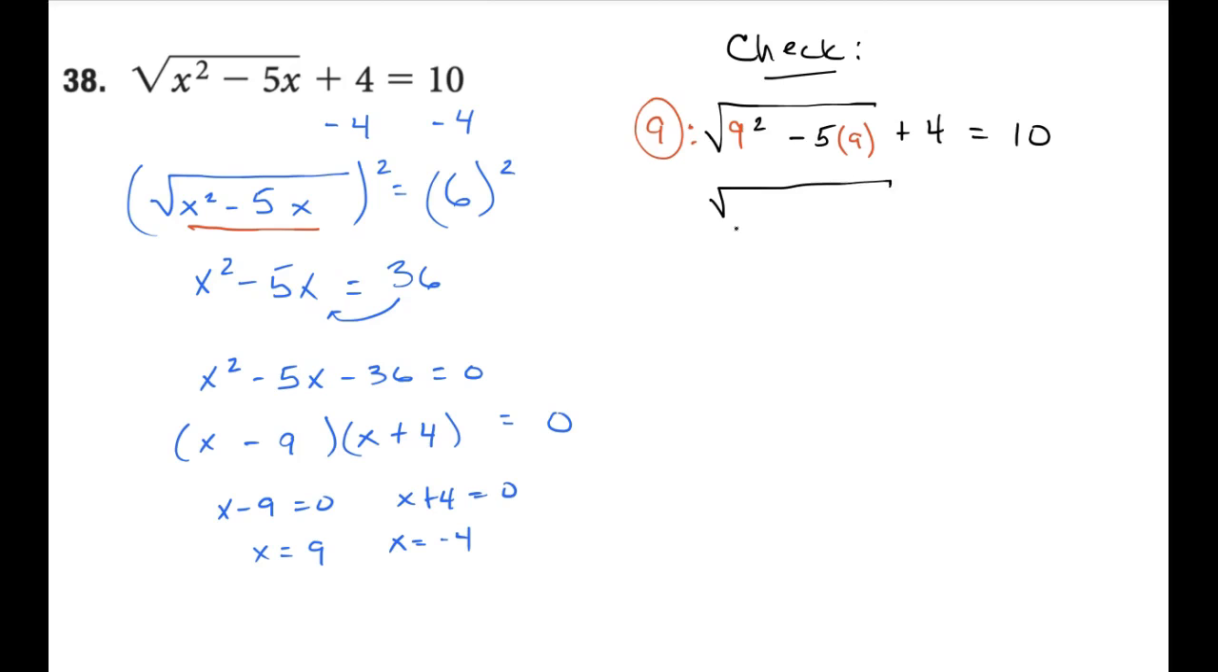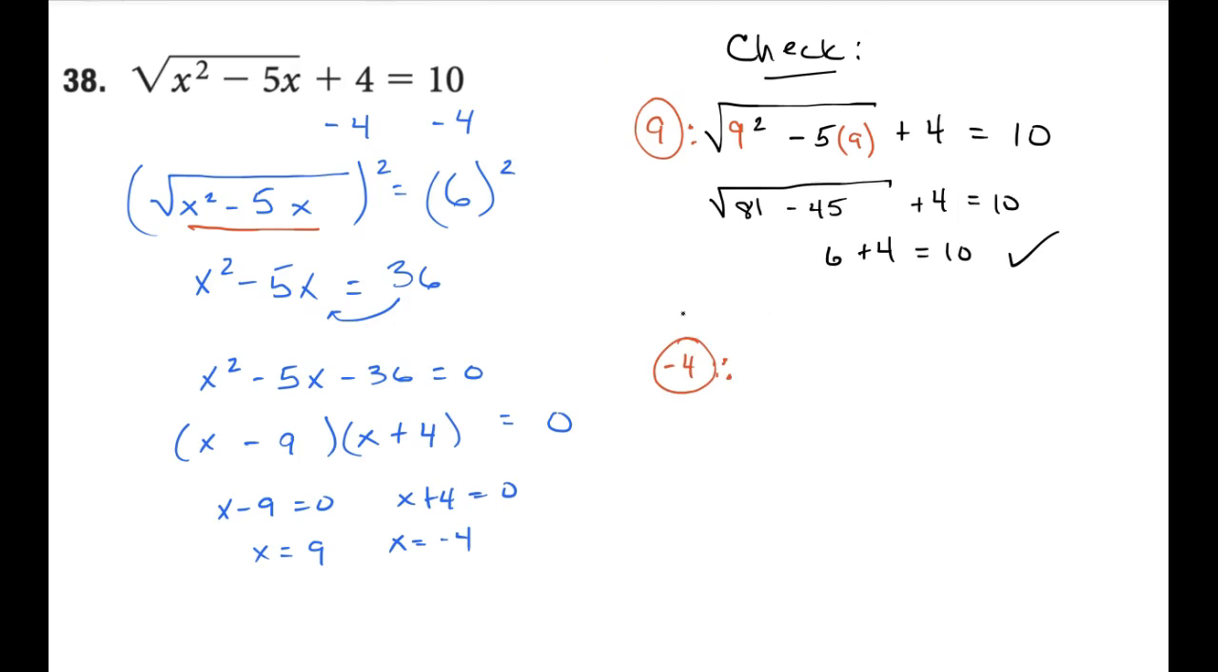So I get 81 minus 45 plus 4 equals 10. 81 minus 45 is 36. Square root of 36 is 6. 6 plus 4 is equal to 10. So that one checks. The next one is going to be negative 4.